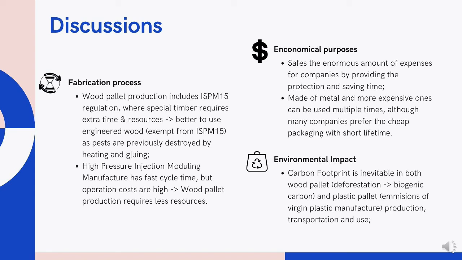Consider environmental impact. Carbon footprint is inevitable in both wood pallet and plastic pallet production, transportation, and use. Consider economical purpose. Tertiary packaging saves an enormous amount of expenses for companies by providing protection and saving time. Also, packaging made of metal and more expensive ones can be used multiple times, but many companies prefer the cheap packaging with short lifetime.